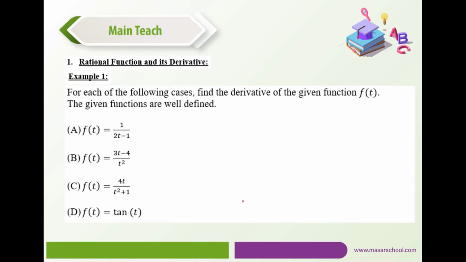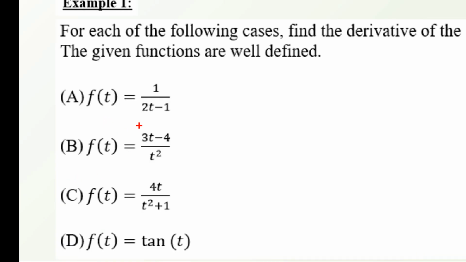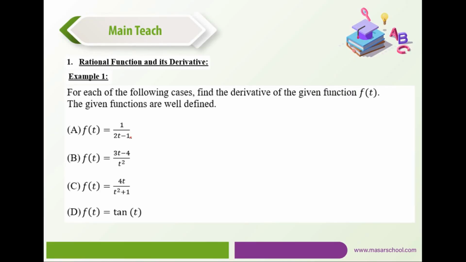Now example 1, for each of the following cases, find the derivative of the given function f. The given functions are well defined. So in math, whenever we introduce rational functions, we need to discuss whether the function is defined over a specific interval or not, because we know that we cannot divide by 0, but in physics we consider that all functions are well defined. Then let me start with part A.